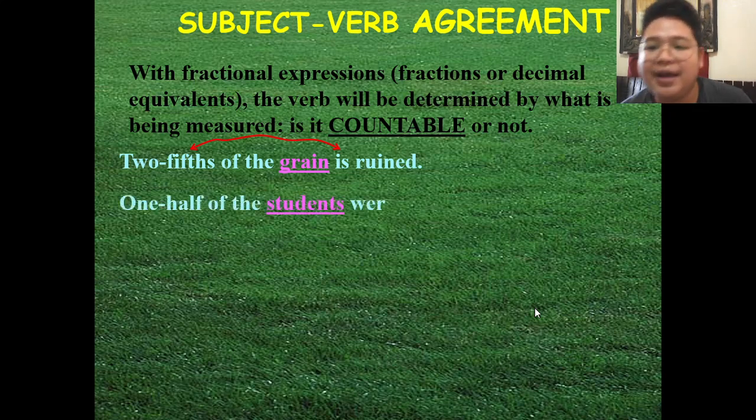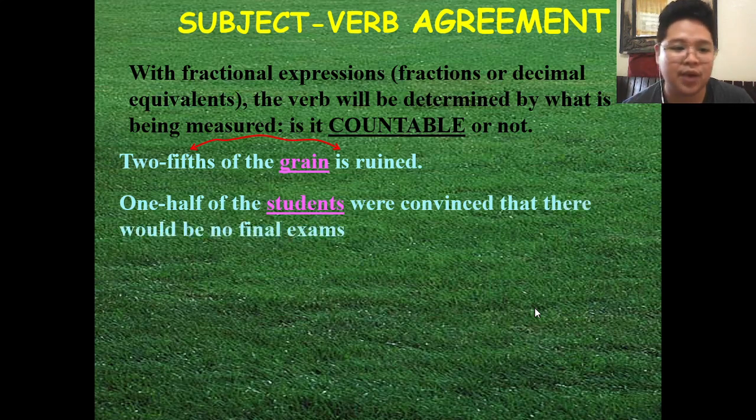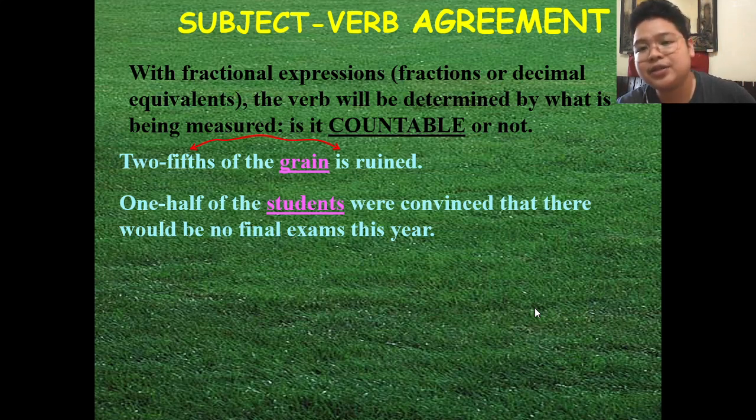Next, one half of the students were convinced that there would be no final exams this year. In the sentence, we are talking about the students, but one half of them were convinced, so we use the plural form because students is a plural noun. So, one half were convinced that there would be no final exams this year.